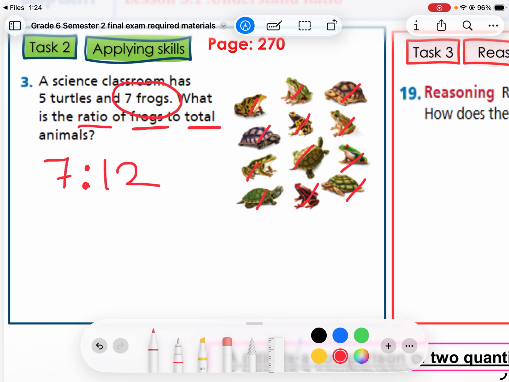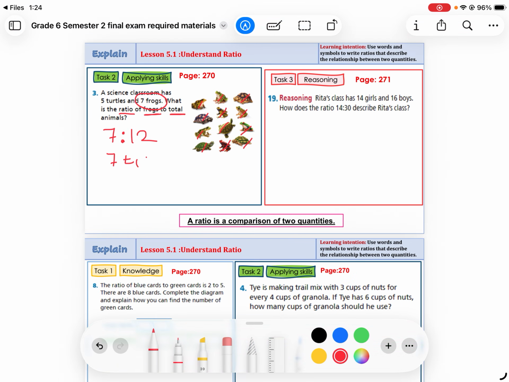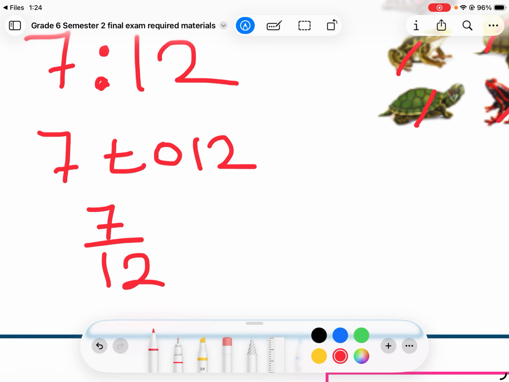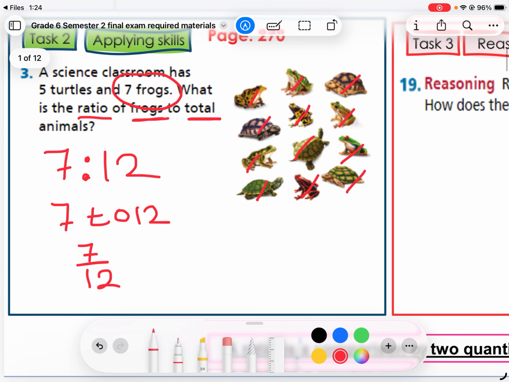Now, some of the questions will ask you to write the ratio in 3 different ways. One of the ways to write a ratio is to use a colon. The second way is to use the word "to". Sorry, excuse my handwriting. And the third way is to write it as a fraction. So these are the 3 ways that we use to express any ratio.